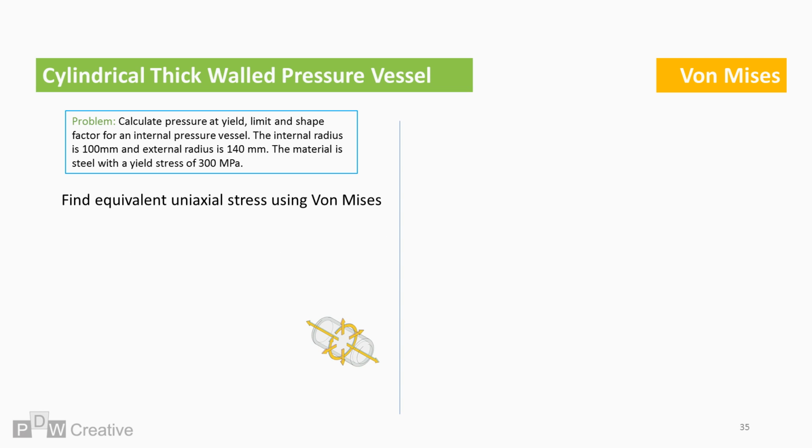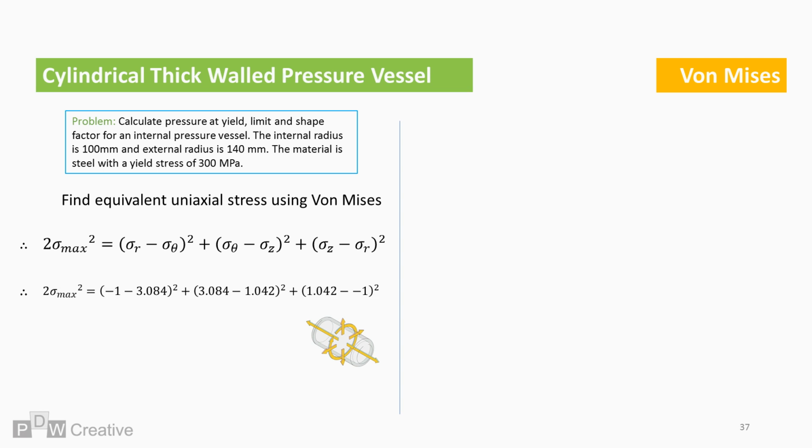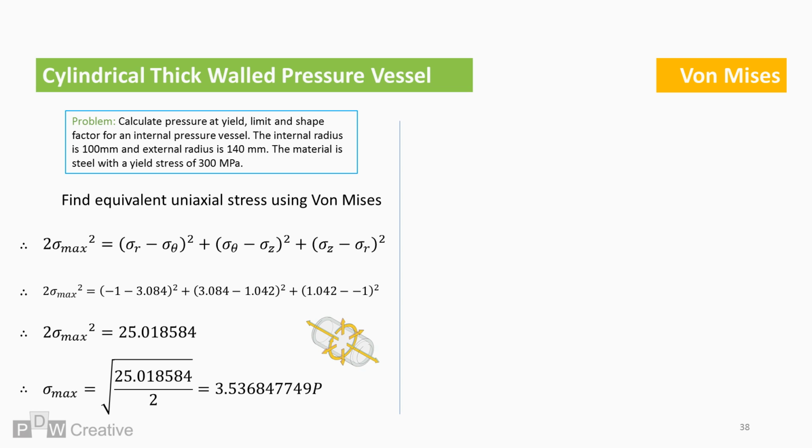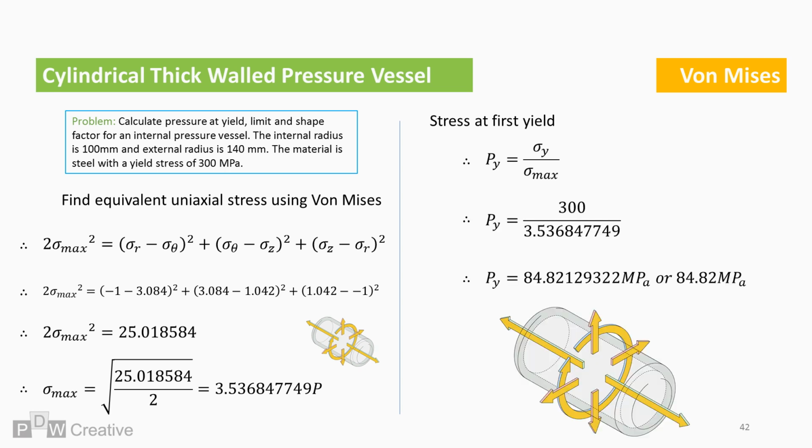Now for the von Mises method. The basic calculation involves all three stress types. Let's label the stresses. Expanding out and simplifying gives us a uniaxial stress of 3.5368. Now to convert to megapascals for the uniaxial stress for first yield. Again, we have yield stress over stress max and our inputs, and this reveals a uniaxial stress or internal pressure of 84.82 megapascals for first yield.